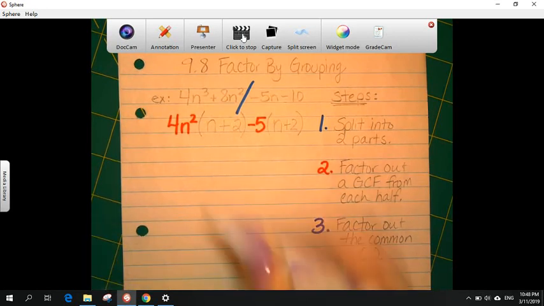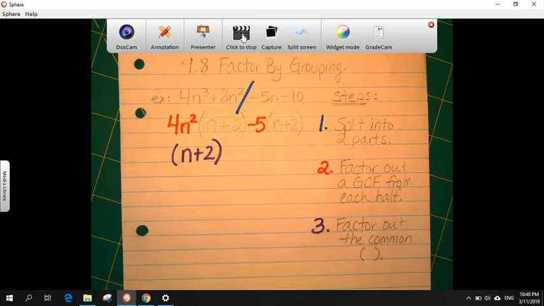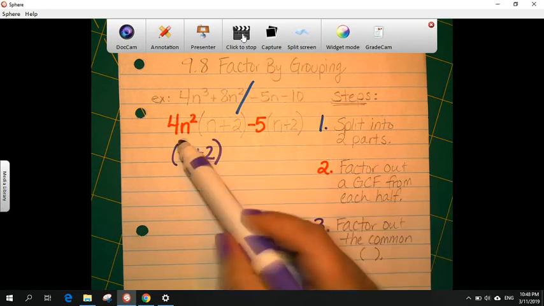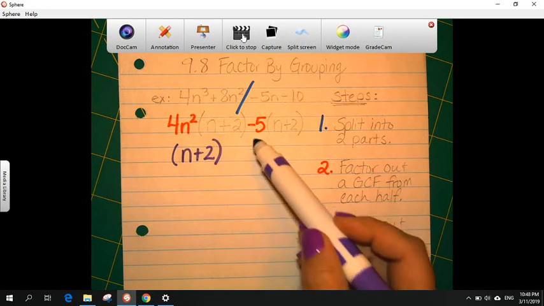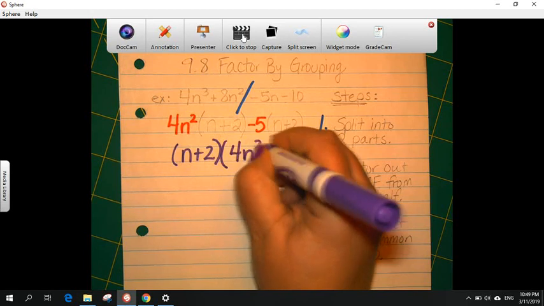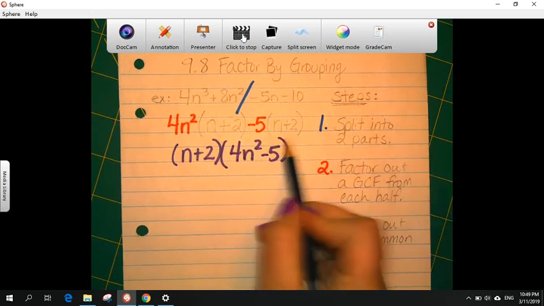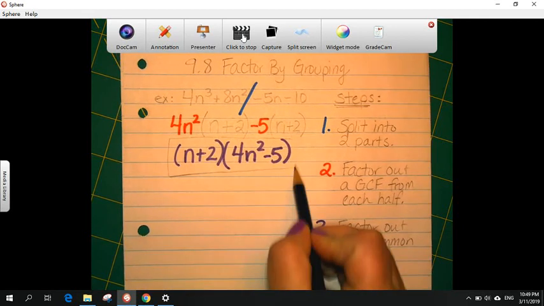Well, then I'm going to write that down as n plus 2. That's the common parentheses. That's one of our two final sets of parentheses. That's going to be our answer. And then the part that's the red in this example, the part that we pulled out, those get together to form the other set of parentheses. And that's it. Final answer, we are done.